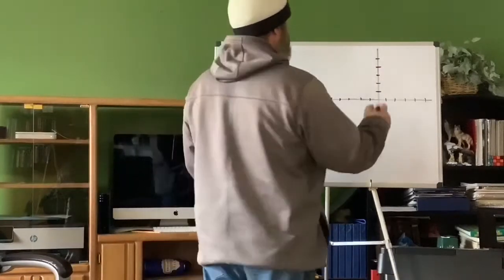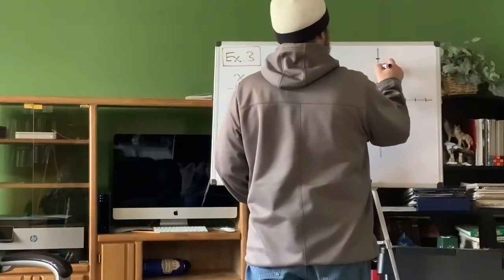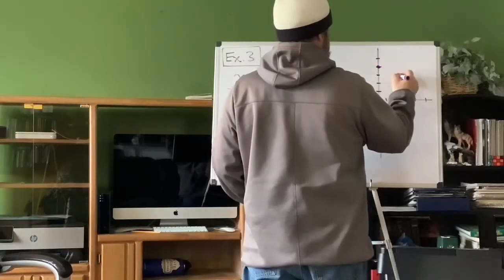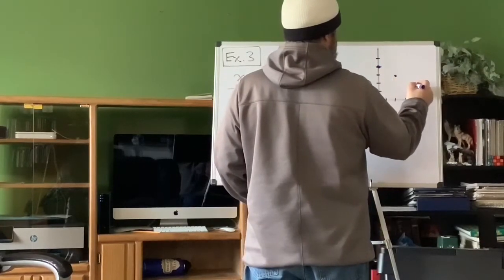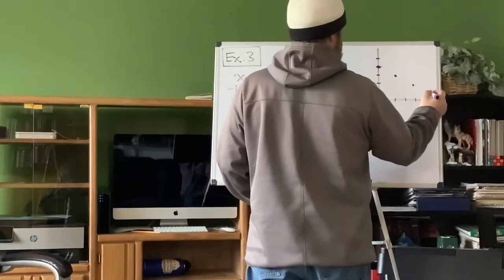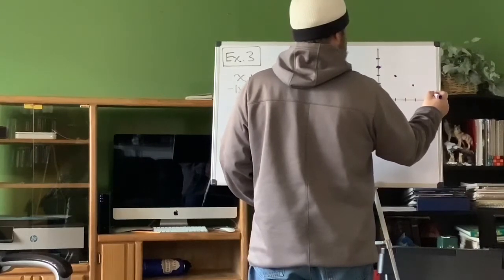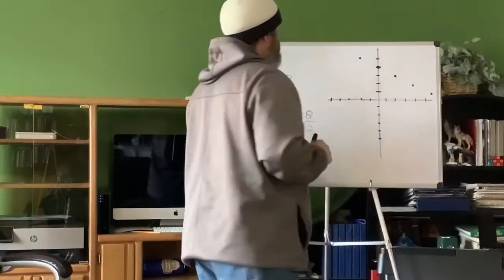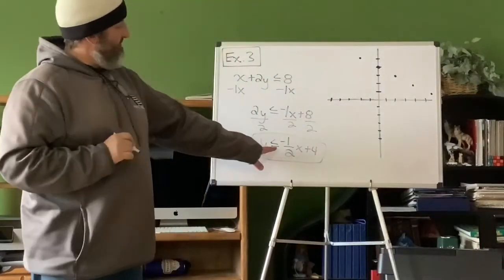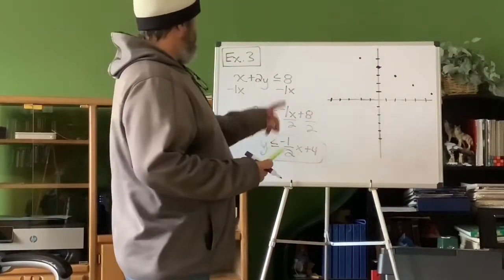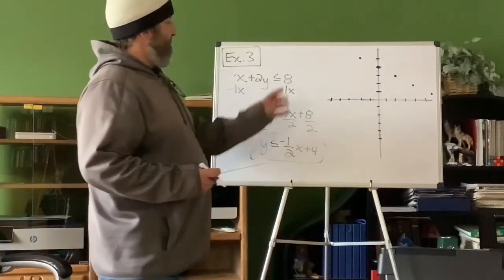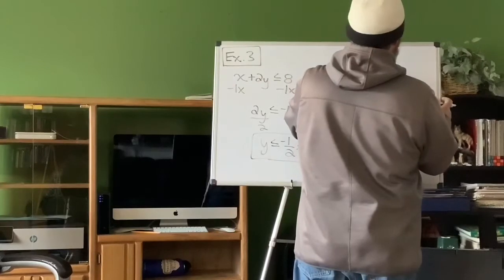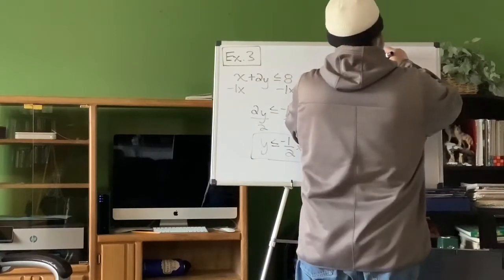Up 4, 1, 2, 3, 4. Down 1, over 2. Down 1, over 2. Down 1, over 2. Okay, or we could have gone up 1, back 2. Dotted line or solid line? It's supposed to be a solid line, right? Because it's less than or equal to. So here we go. I create my solid line.